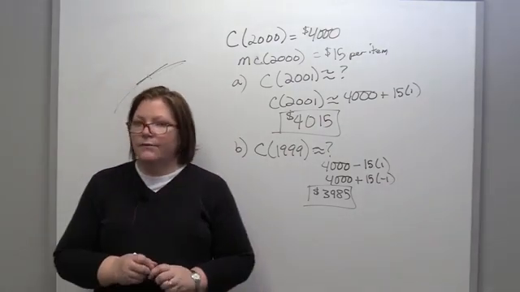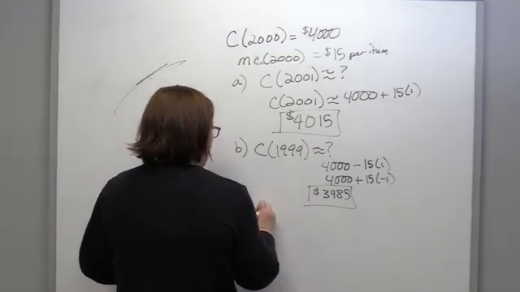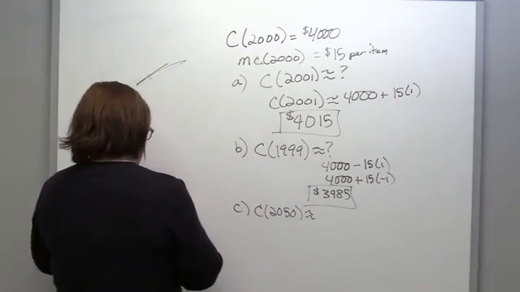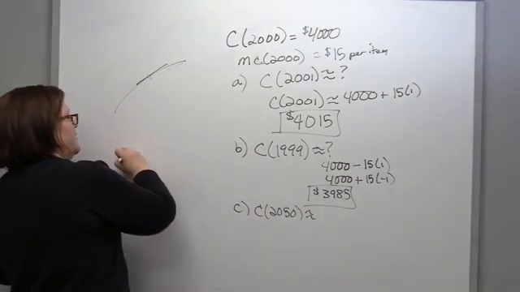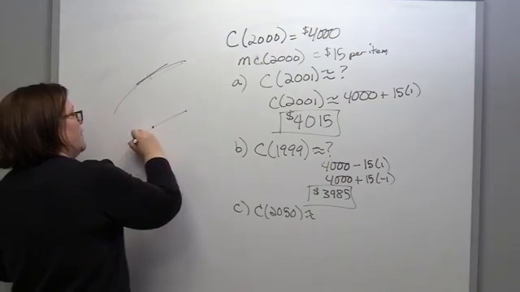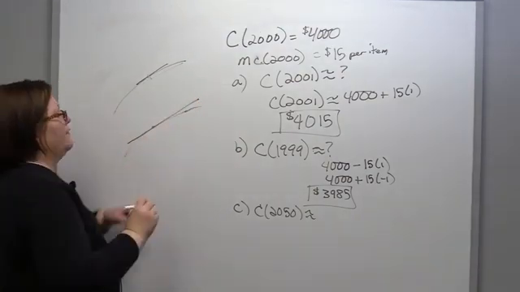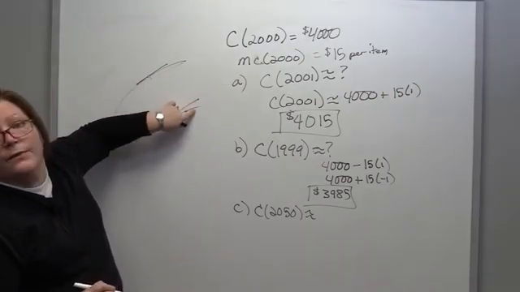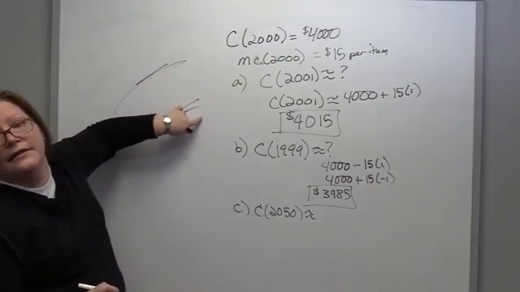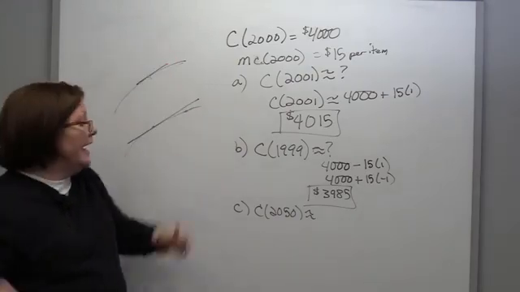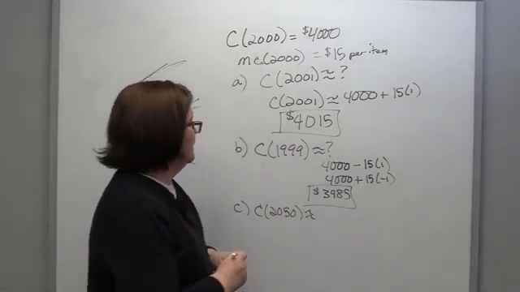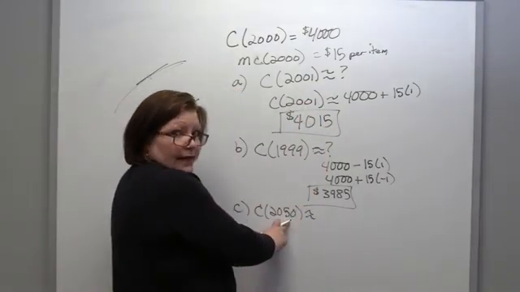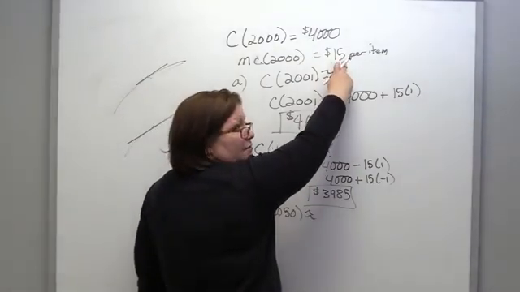Then in part C, we're looking at estimating the cost of 2,050. And as we have seen with tangent lines, the further away we get from where we've calculated the tangent line, using the line to estimate where we are on the curve is not going to be as good. But this is the only data we have, so we're just going to use it. So in this case, we are adding 50 more items. This is $15 per item.